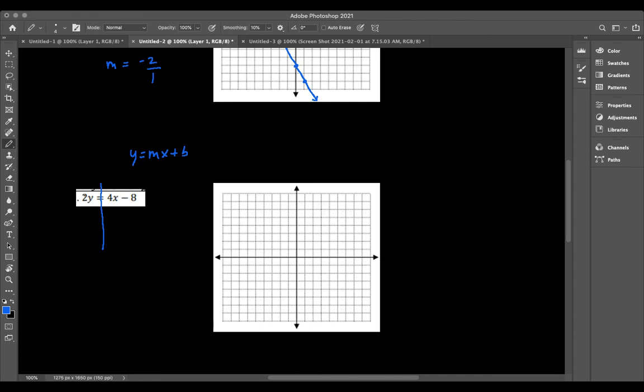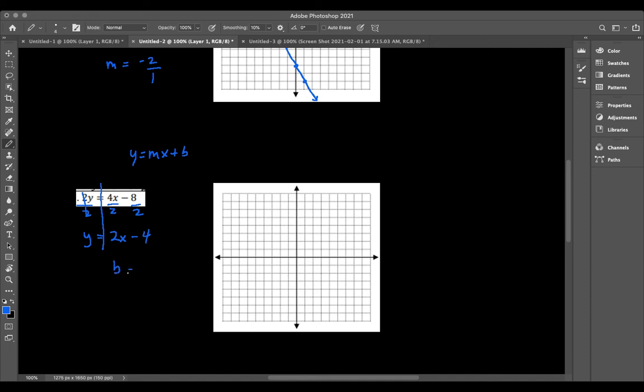A coefficient in front of it means it's 2 times the number equals whatever is on the right side. So we have to figure out what the inverse of multiplication is, which is division. So I'm going to divide this by 2, and I have to do that to the other side as well. So I divide everything on the other side by 2. This cancels, and I end up with y equals 2x minus 4.